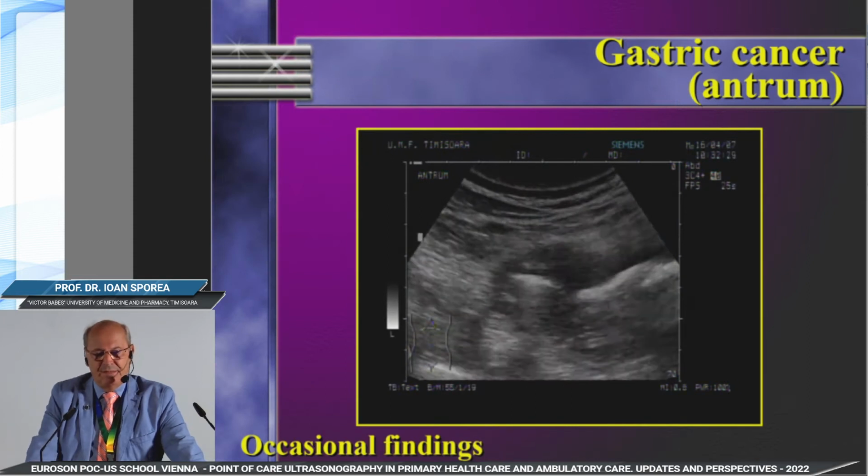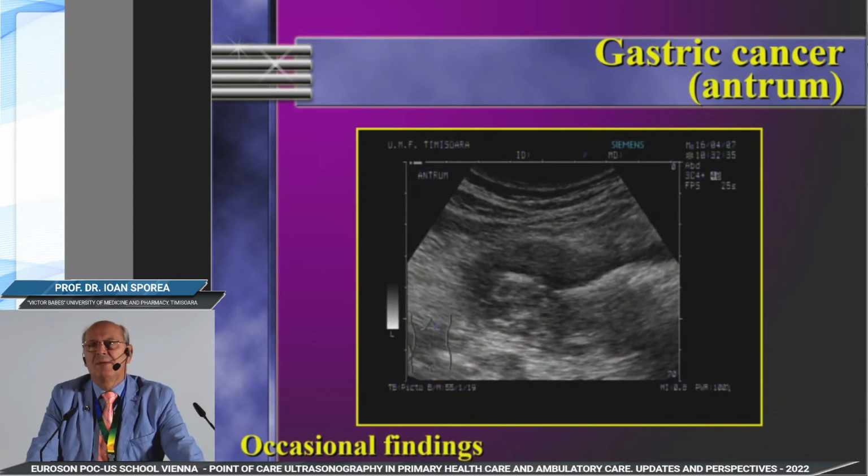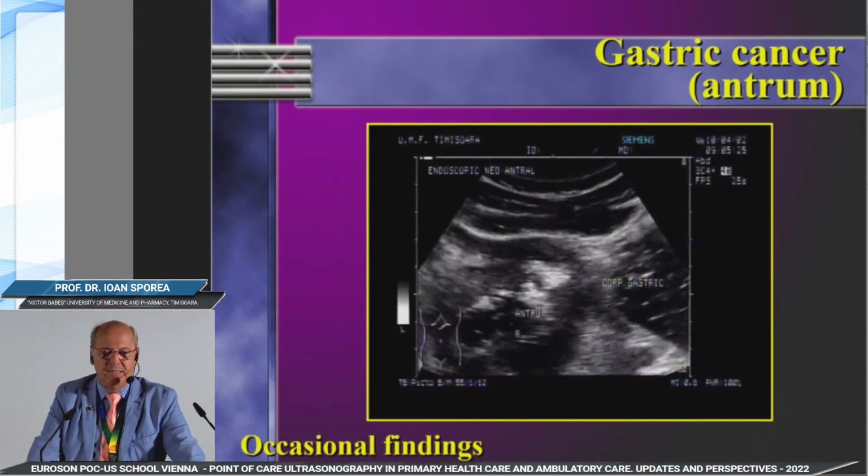Another case, the same diagnosis. Look here, there is no water, then the air is inside. This is the anterior wall of the stomach that is somewhere, I believe, 12 millimeters or something. Then this is antral cancer here. Again, it needs confirmation by endoscopy.